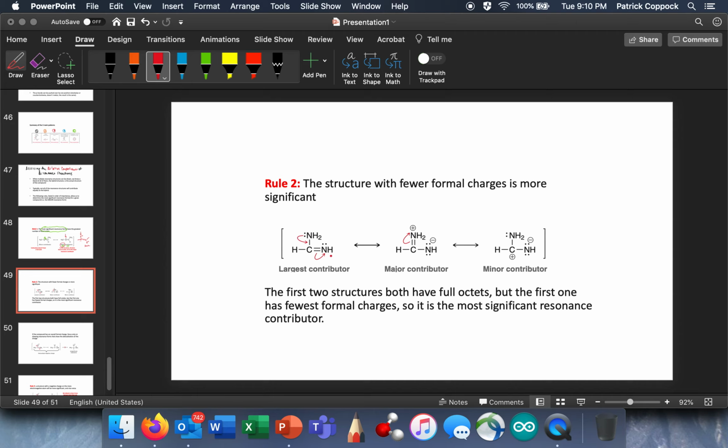And this nitrogen, which was neutral and now gets more than its fair share of electrons, is going to have a -1. So this is going to be less of a contributor than the largest contributor, okay? But when we have a structure that does not have a filled octet, this is minor. This is less, this is minor yet, or less yet.